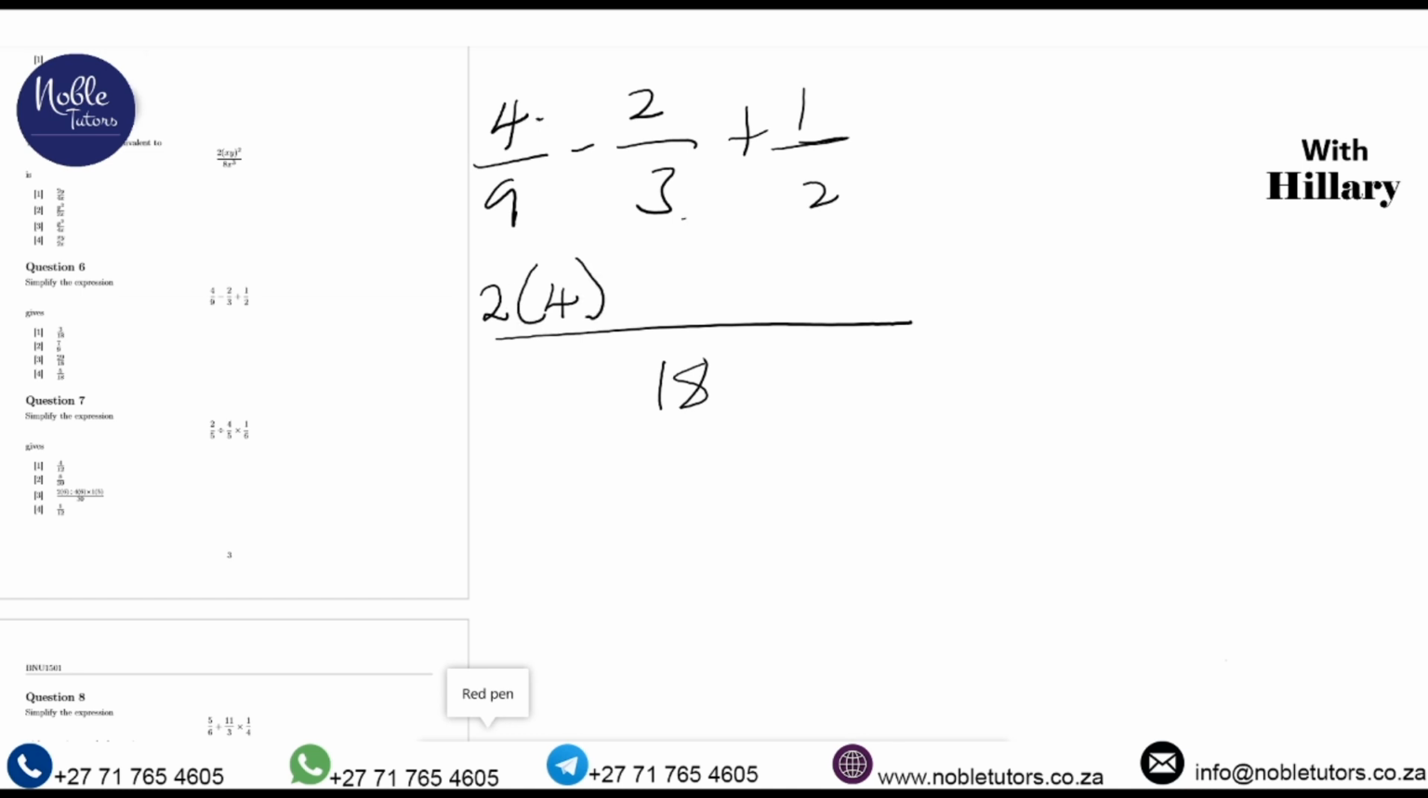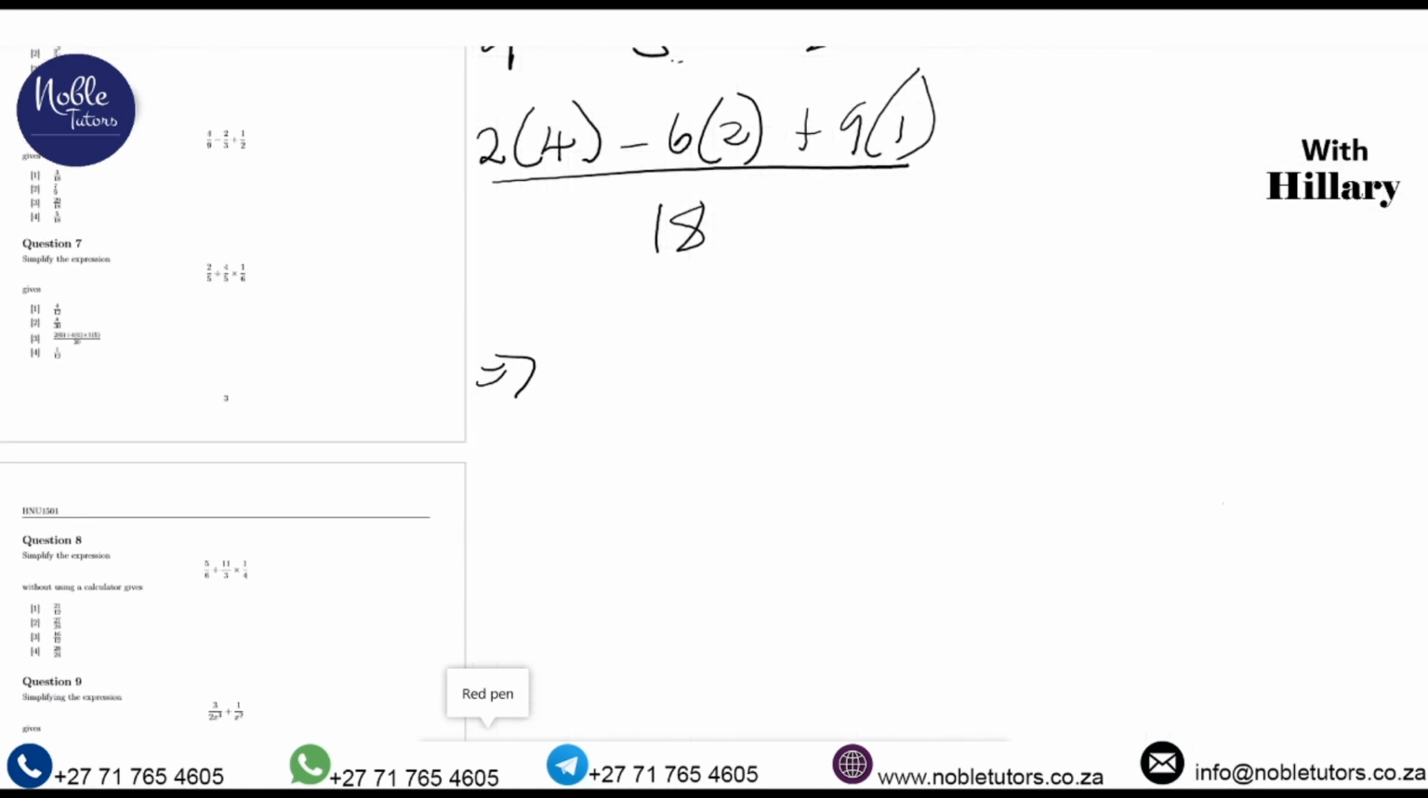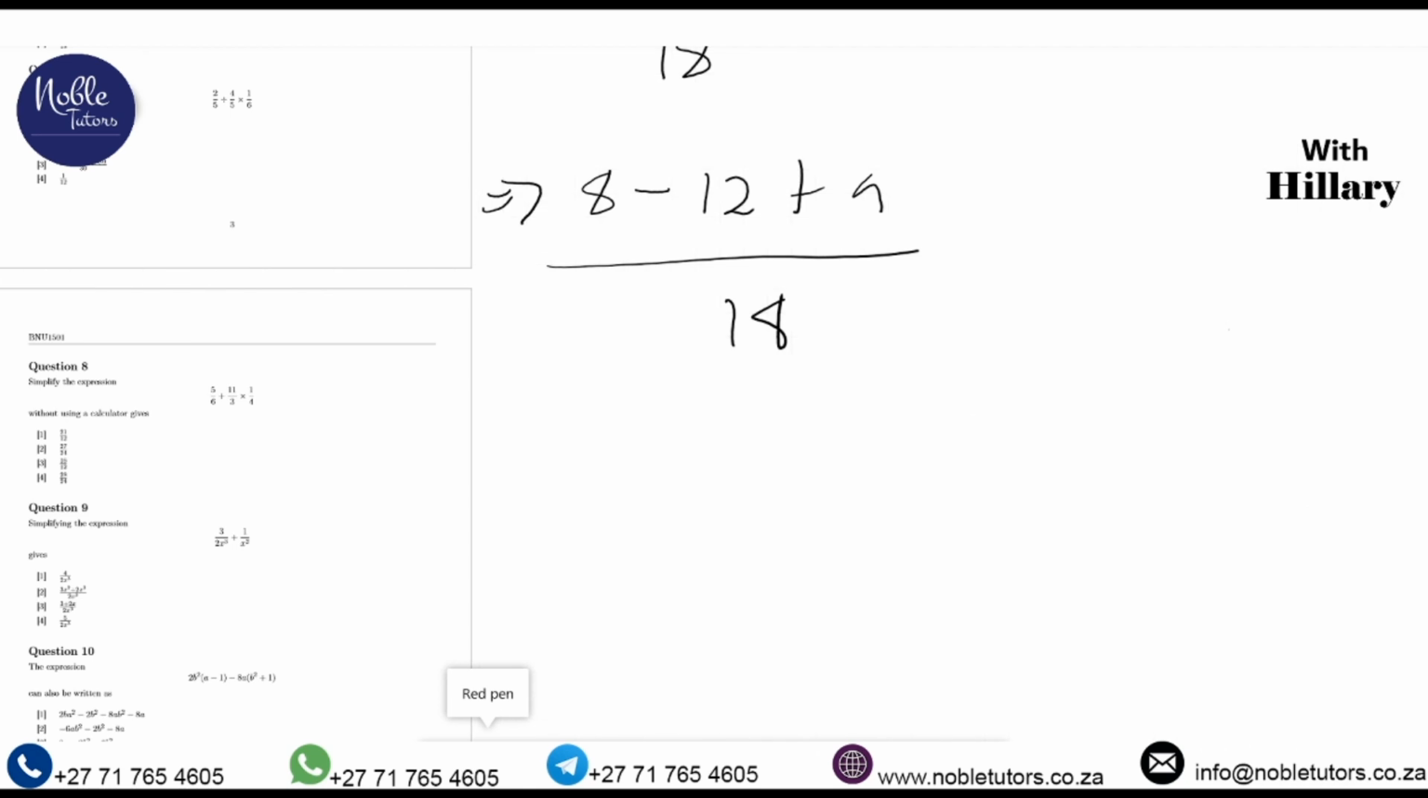Then we go to the next part, we say 3 into 18. It gets how many times? 3 into 18, it gets there 6 times. Remember? So minus 6 times the numerator, 2, plus 2 into 18, 9, multiplied by the numerator, 1. Then once we have done that, the next step is we're just now solving. 2 times 4, that's 8, minus 6 times 2, that's 12, plus 9 over 18. Then our final answer will be 5 over 18.